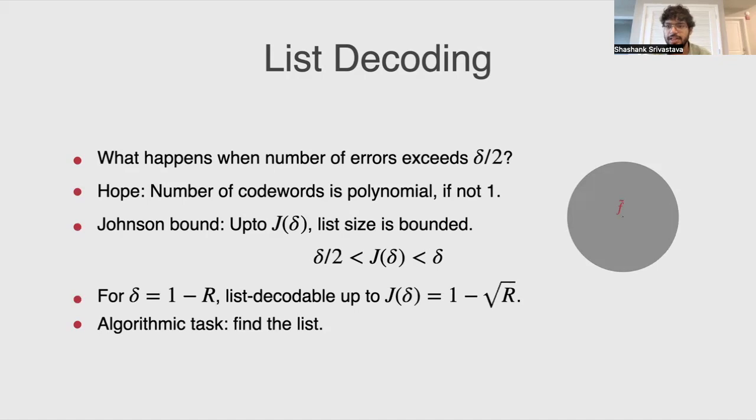Let's say this f tilde is the corrupted code word, then up to delta over 2, we know that there is going to be at most one code word. But beyond delta over 2, there might be more code words, but we are hoping that the list is still bounded. And the Johnson bound says that up to J of delta, the list is going to be bounded.